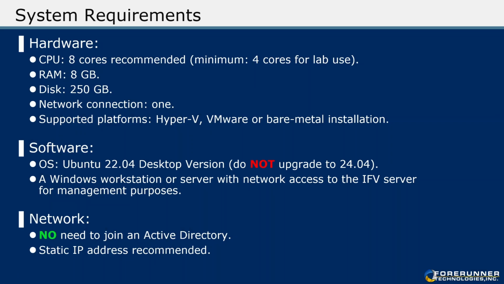The hardware consists of a CPU of 8 cores. We can use 4 cores for lab use. We need 8 gigabyte of memory, 250 gigabyte of hard drive is the recommended size, so we have plenty of space. We need one network connection, and InForm Voice SMB allows to be installed on virtualized platforms like Hyper-V or VMware, or bare metal installation like a small factor computer you can find in the market.